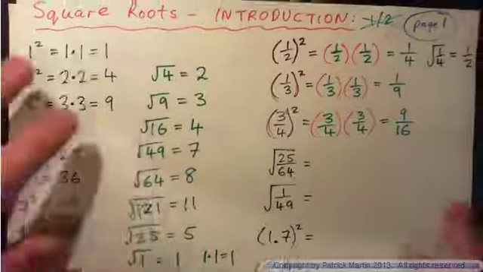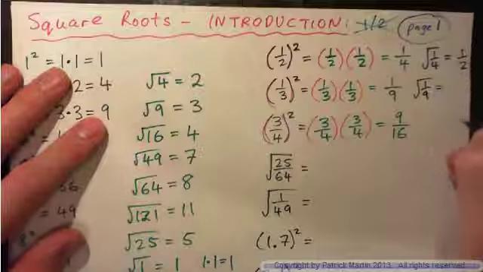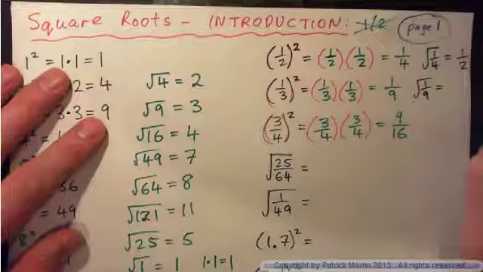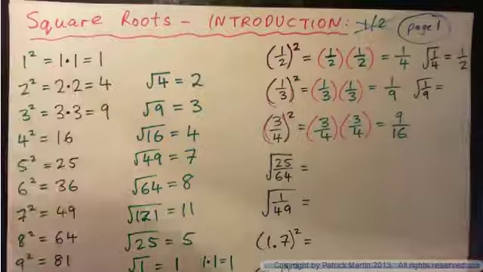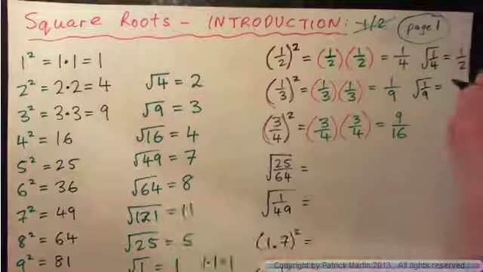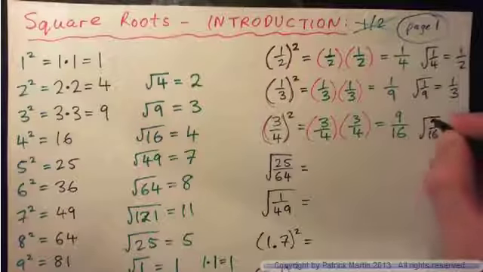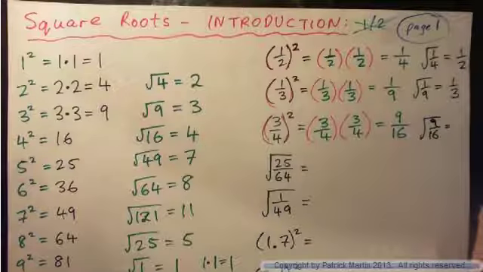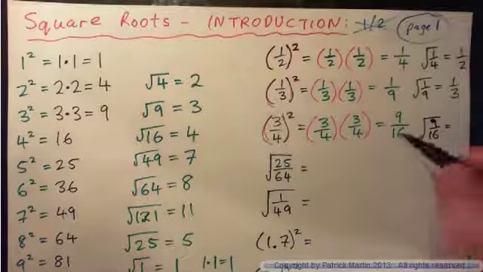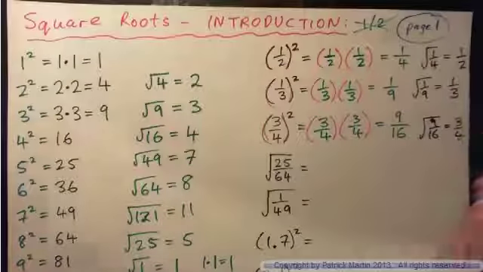Okay, so on this one, what is the square root of 1/9 equal to? What times itself gives 1/9? What number multiplied by itself gives 1/9? So it's got to be 1/3, right? What number times itself gives 9/16? Root of 9/16? Well, 3/4 times 3/4, right? So 3/4.